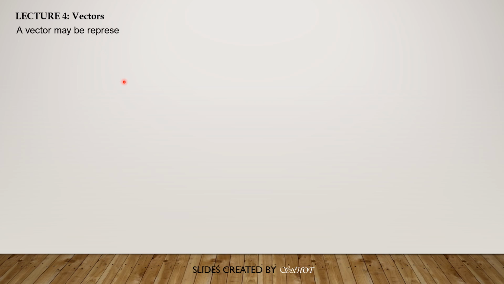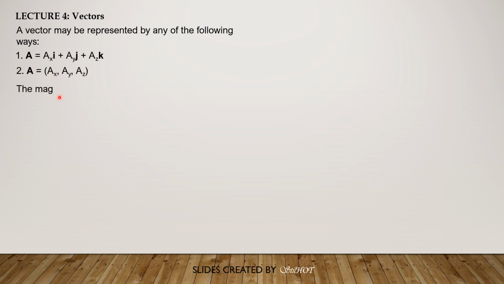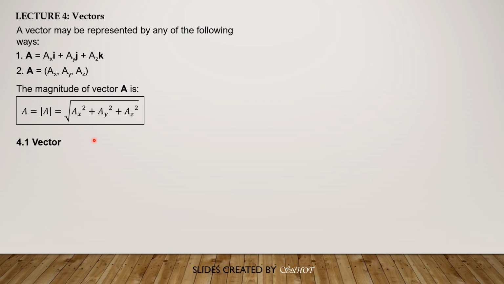So a vector may be represented in any of the following ways. We have a boldface symbol, then the x, y, and z components, and the partners are respectively the i, j, k, or the unit vectors along x, y, and z. And the other one is boldface, then the components are placed inside the parentheses. The magnitude of vector A is represented by the absolute value of A, which is the square root of ax squared plus ay squared plus az squared.